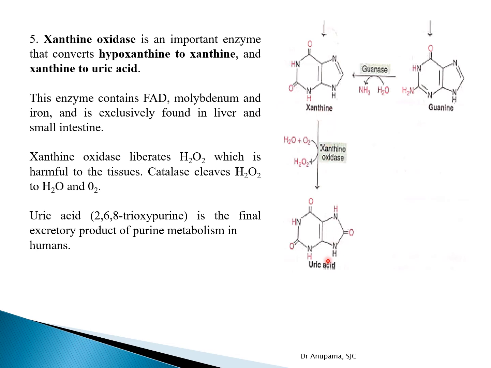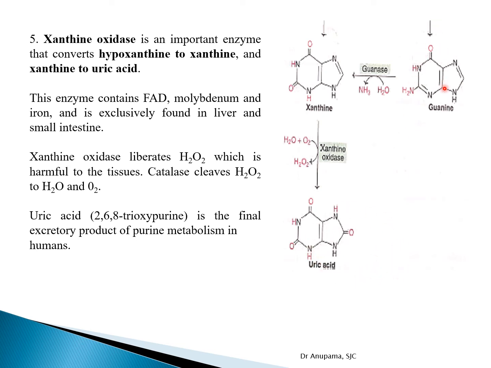The enzyme contains FAD, molybdenum and iron and is exclusively found in the liver and small intestines. Xanthine oxidase liberates hydrogen peroxide, which is harmful to the tissues. So catalase, which is present here, cleaves this hydrogen peroxide into water and oxygen. The uric acid which is produced is the final excretory product of purine metabolism.